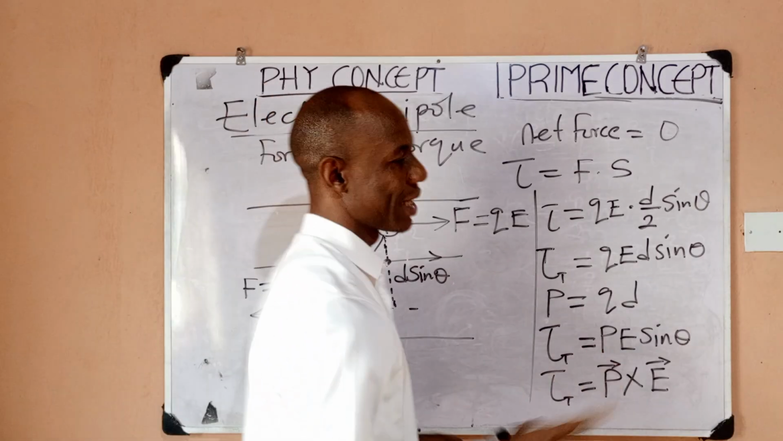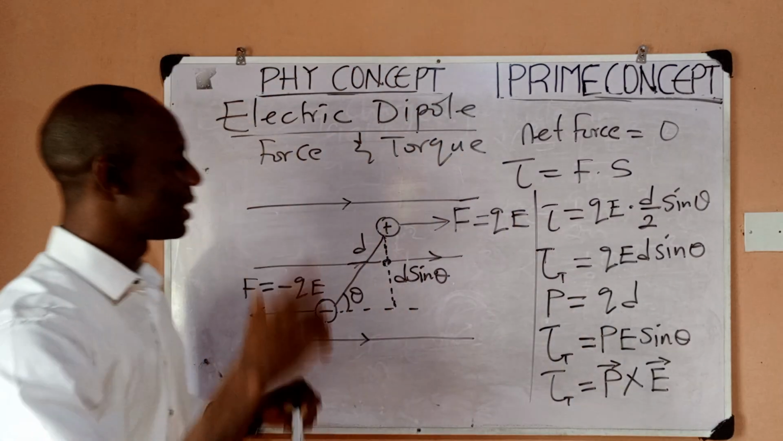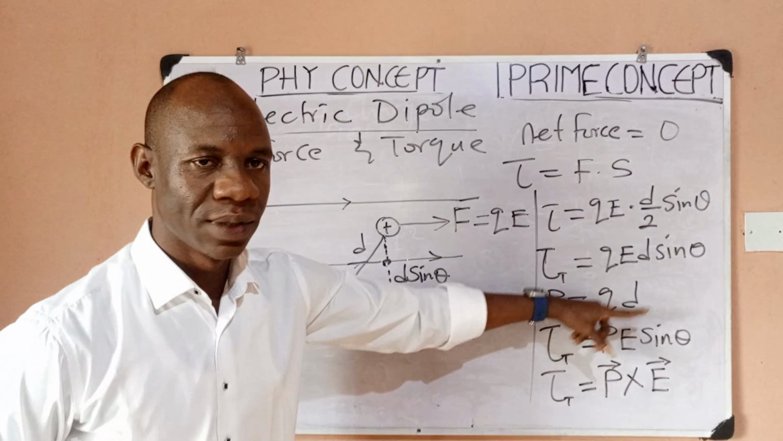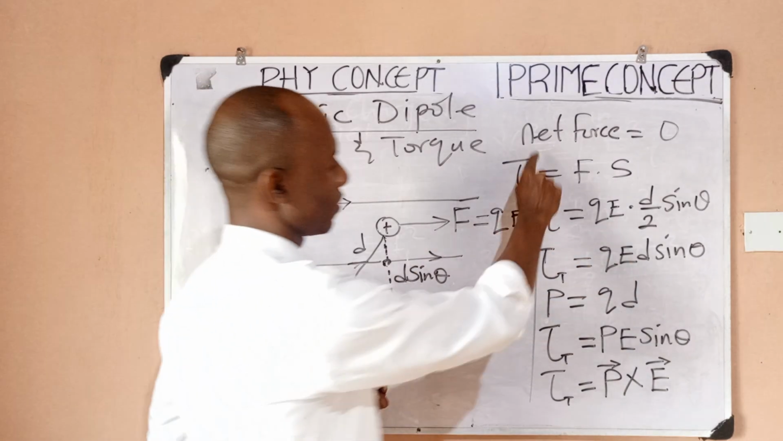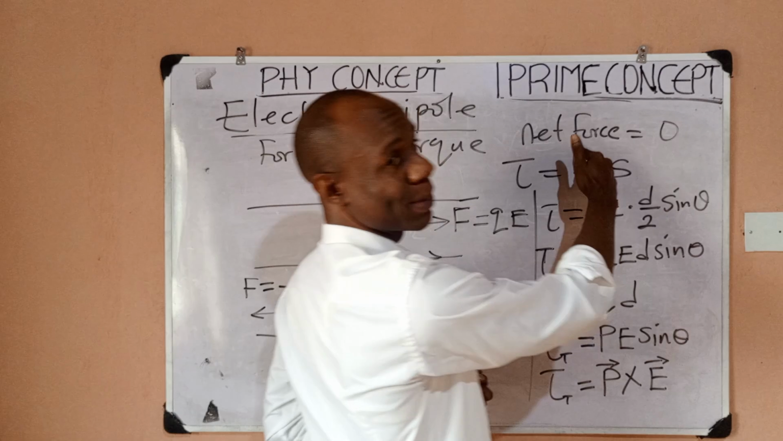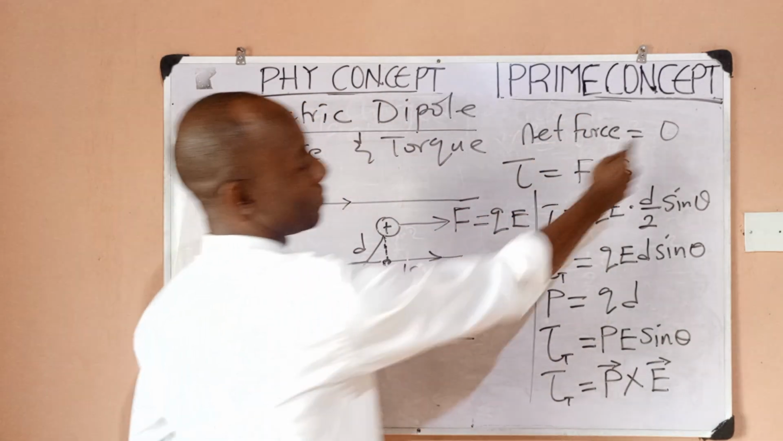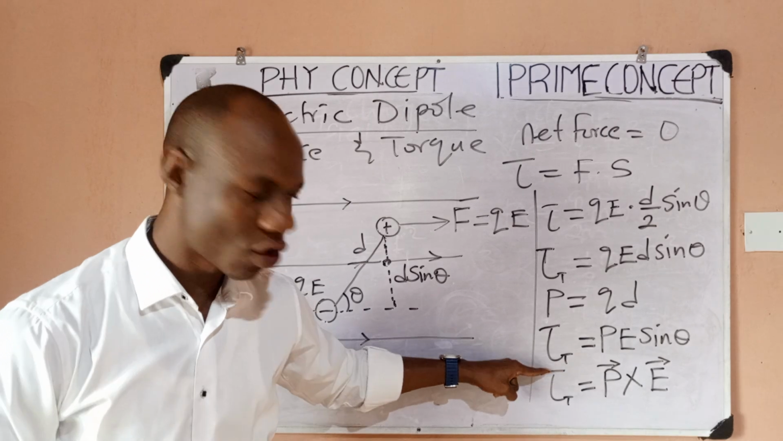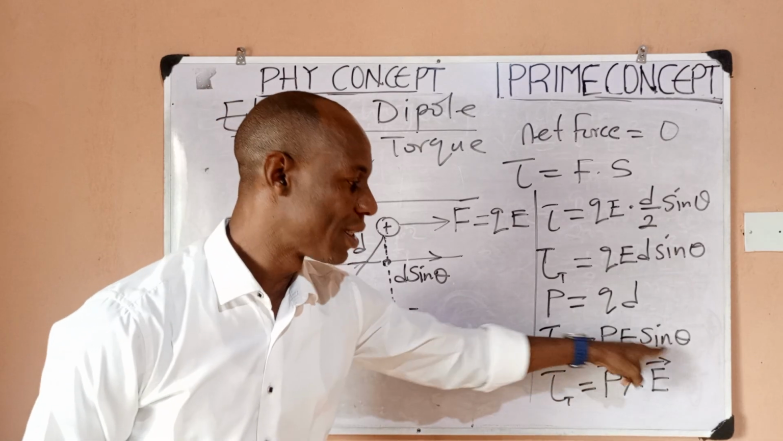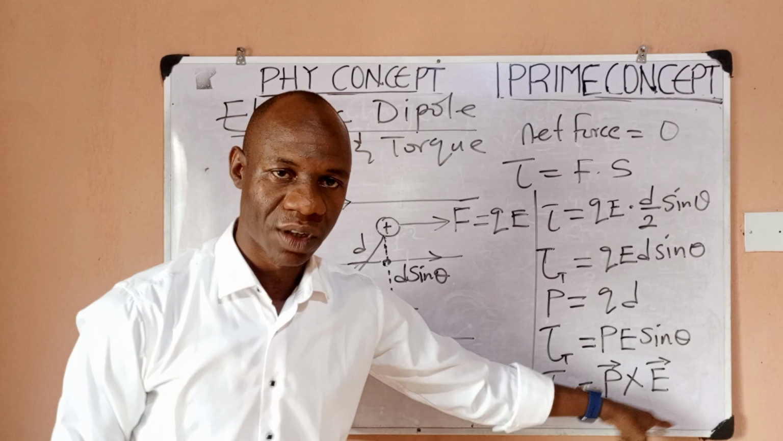So this is very important. Note, the first thing I gave you was P is QD. That is what an electric dipole is. The second thing I gave you was the net force experienced by a dipole in an electric field, which is 0. Then the third thing I gave you is the formula for the torque experienced, which is PE sine theta, or P cross E.